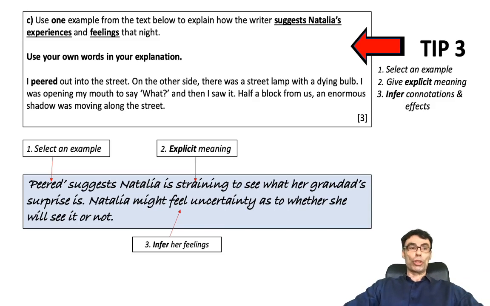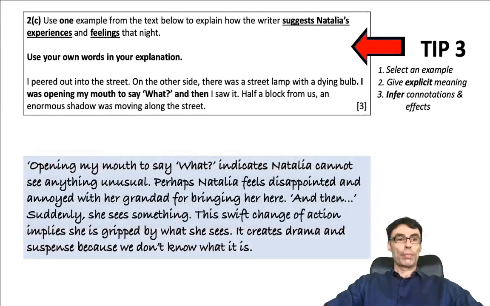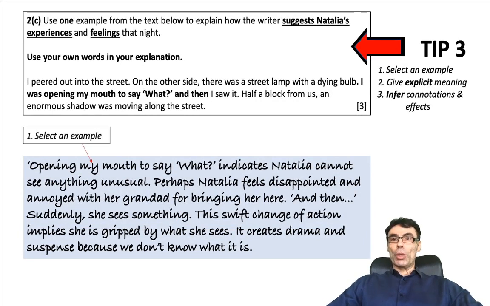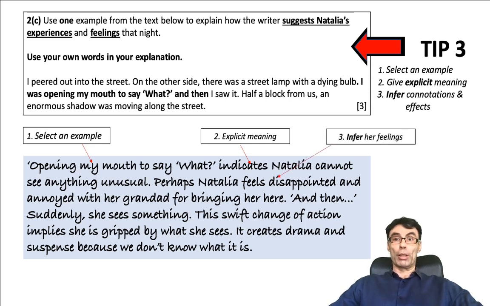Let's try one more just to make sure that you've got it. "Opening my mouth to say what?" That's my example or quote. It indicates Natalia cannot see anything unusual. That's the explicit meaning. Perhaps she feels disappointed and annoyed with her granddad for bringing her here. That's my inference about her feelings.